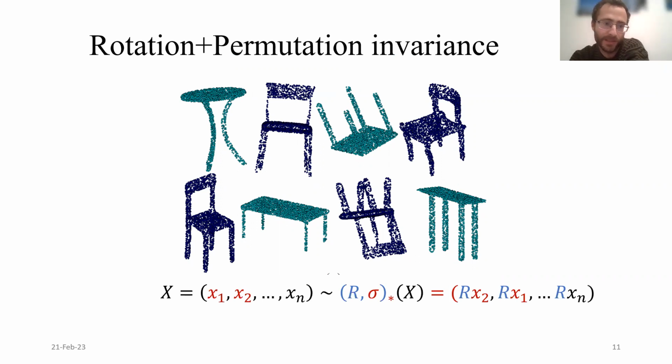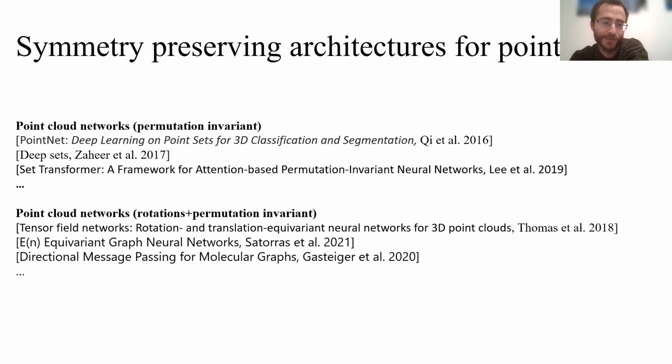In terms of algorithms or networks that people have proposed, there's a lot of work discussing permutation invariant networks, and also networks which are simultaneously invariant to rotations and permutations. This is just a partial list of some of the more well-known ones. So that's the background, the field of invariant learning.